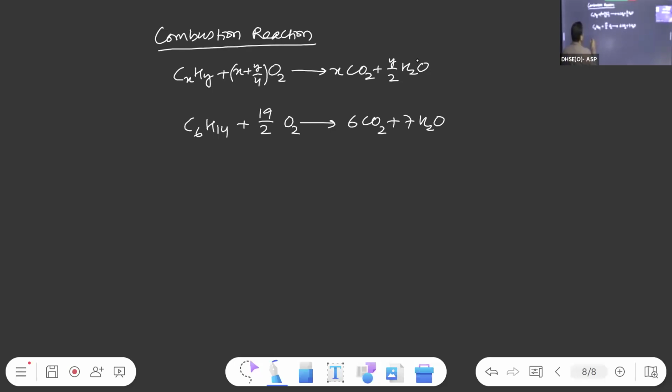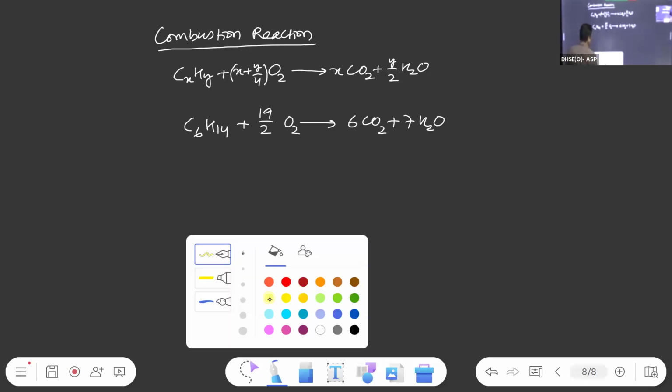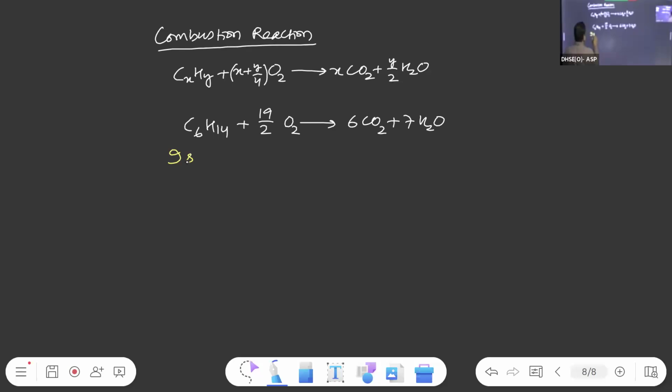Next is isomerization reaction. So what do you mean by isomerization reaction? Alkanes will be converted to isomers of alkane. Alkanes will be converted to isomer of alkane.